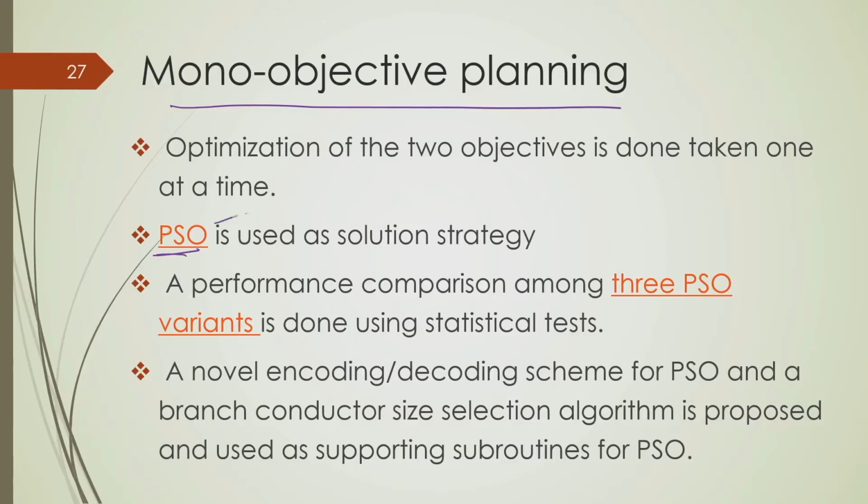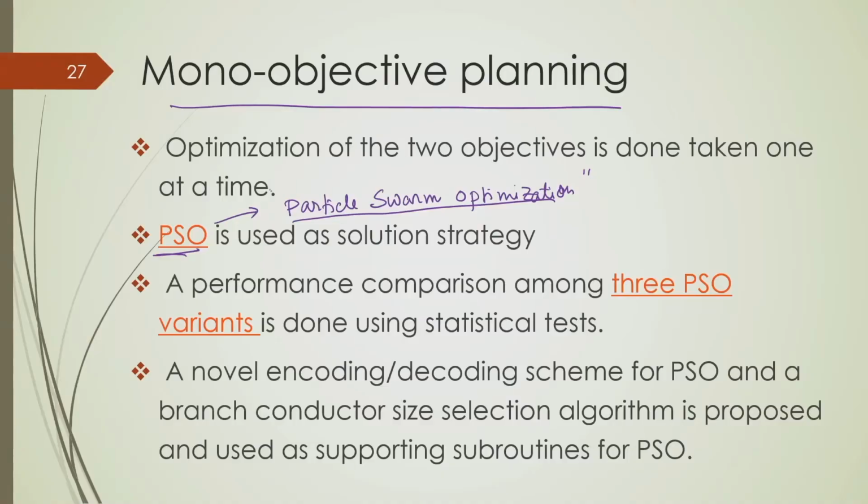Okay. We will solve both optimization problems separately, and in order to solve them, we need one solution strategy, and here we will use PSO. PSO stands for particle swarm optimization. This is a meta heuristic optimization algorithm, which we will use as the solution strategy for these two planning problems.